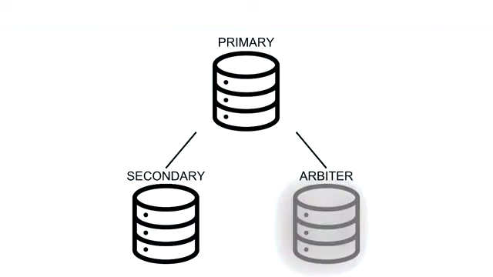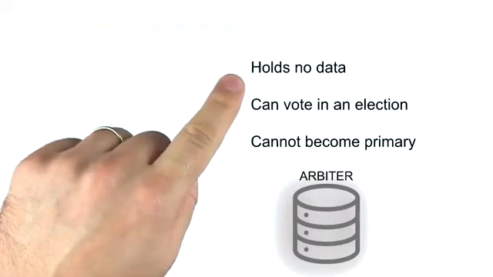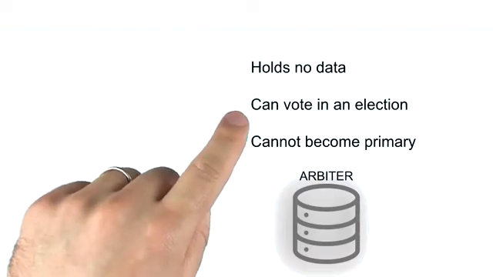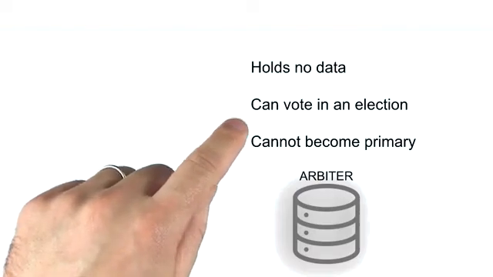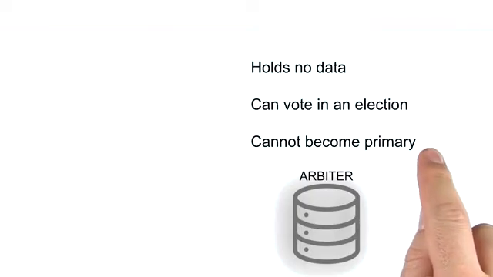Apart from a primary or secondary role, a replica set member can also be configured as an arbiter. An arbiter is a member that holds no data. Its mere existence is to serve as a tiebreaker between secondaries in an election. And obviously, if it has no data, it can never become primary.